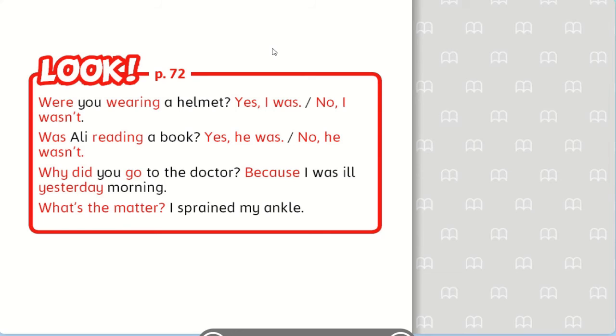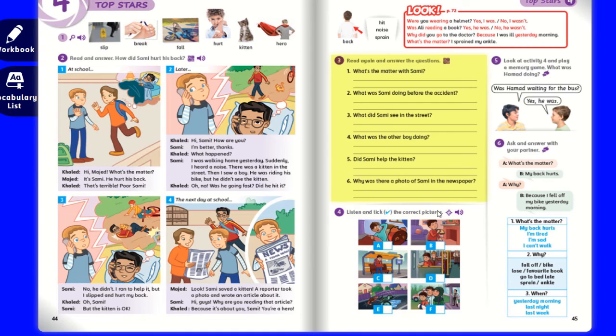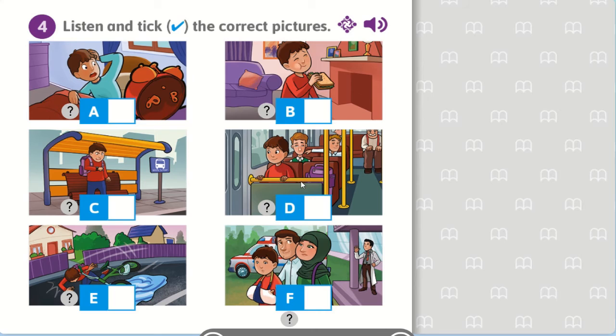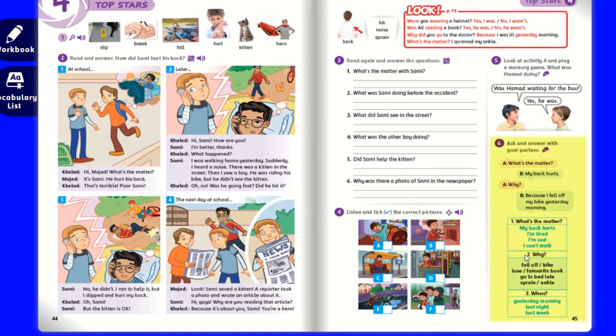Why did you go to the doctor? Because I was ill yesterday morning. What is the matter? I sprained my ankle. I hurt my back. I hurt my elbow. We will do this during the week and in the class. Also, we will have a listening activity here about the correct pictures. Also, we will practice more on asking and answering the questions about the past.